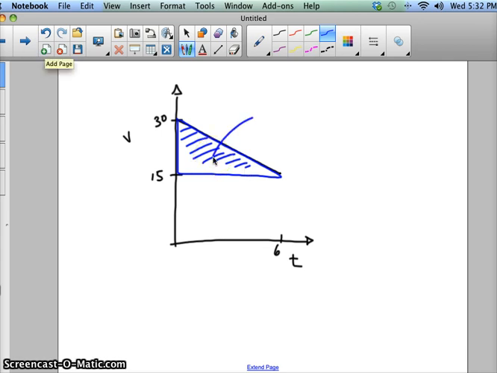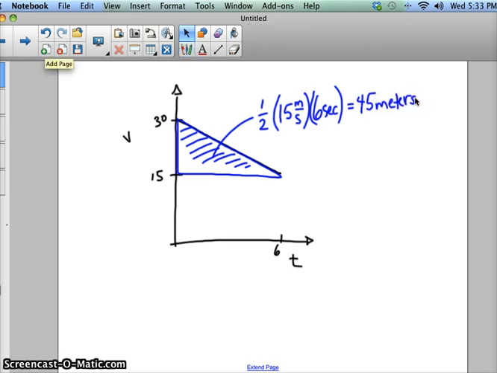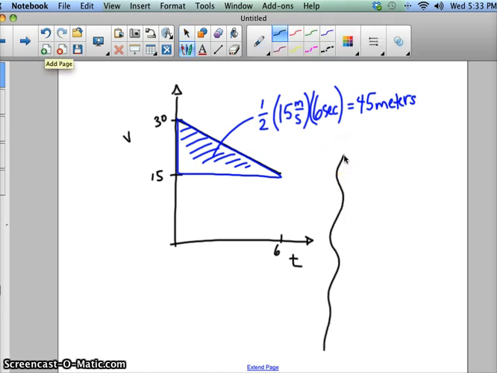So there's a problem here. Try to figure out what my error in logic is. So this would be 1/2 times 15 meters per second, the height of that triangle, times 6 seconds. And 3 times 15 is going to be 45 meters. So I've seen this mistake quite often. There is a big problem here. Let me show you why there's a problem here.